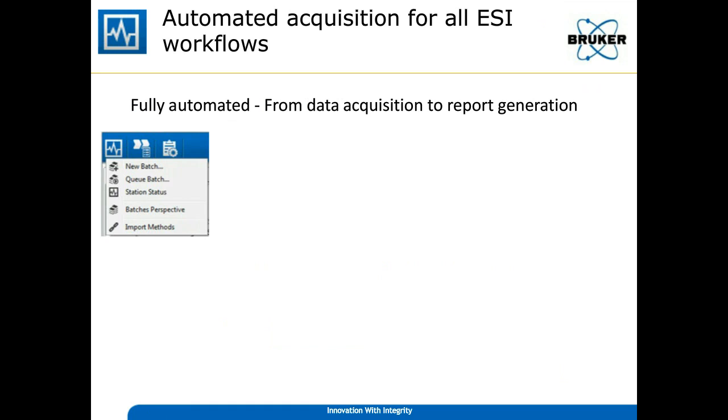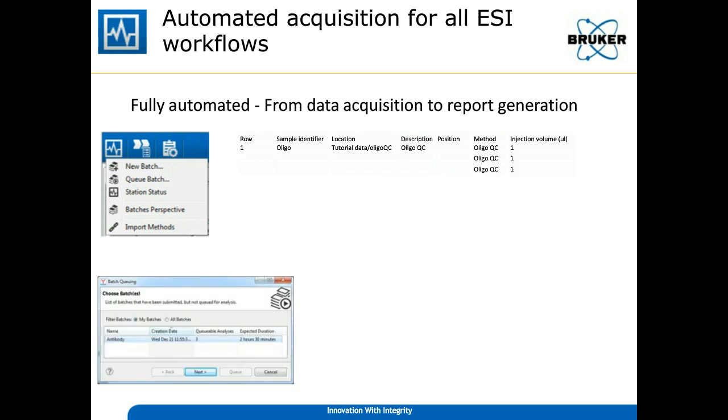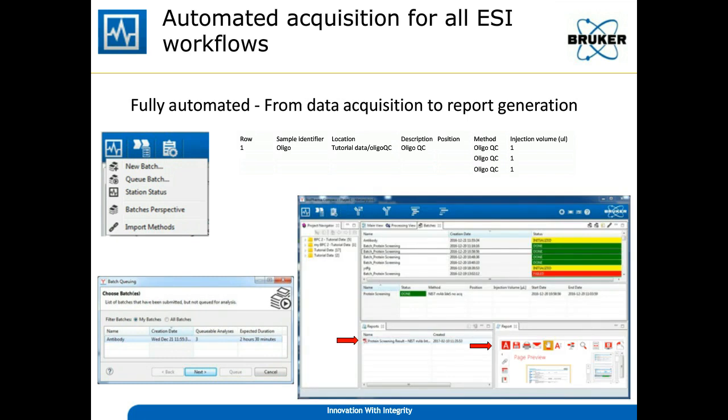This slide illustrates the automated acquisition function. We begin on the left with the tab that allows queuing up a new batch of samples for analysis. You can then enter the information and then queue up the different batches. Once the analysis is completed, the Batch Processing tab displays the status as done.